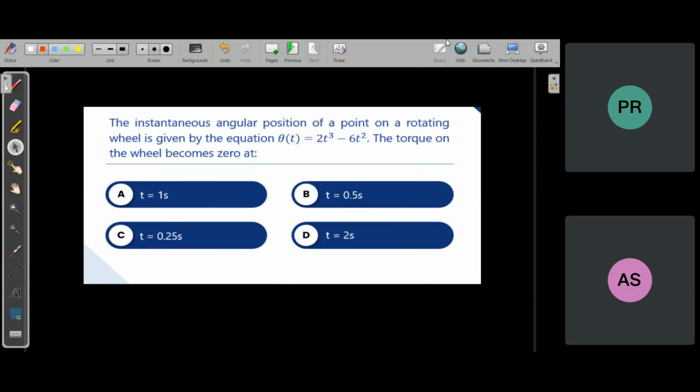Got the answer, Prabhakar? Are you getting it, or not getting it?